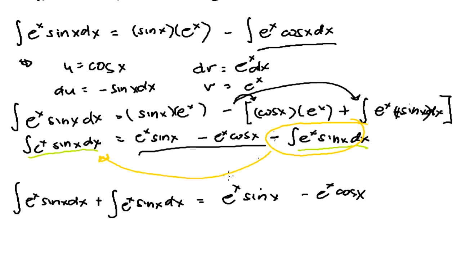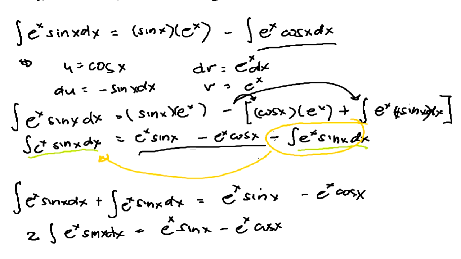Alright, so from here we can now add these two same integrands. So we have 2 integral of e to the x sine of x dx is equal to this term, e to the x sine x minus e to the x cosine x.